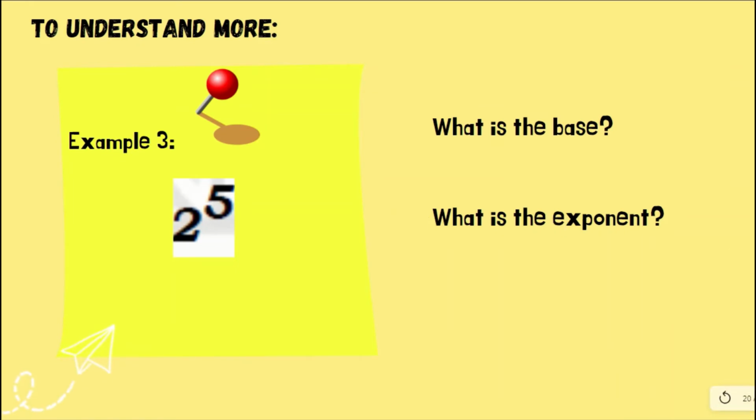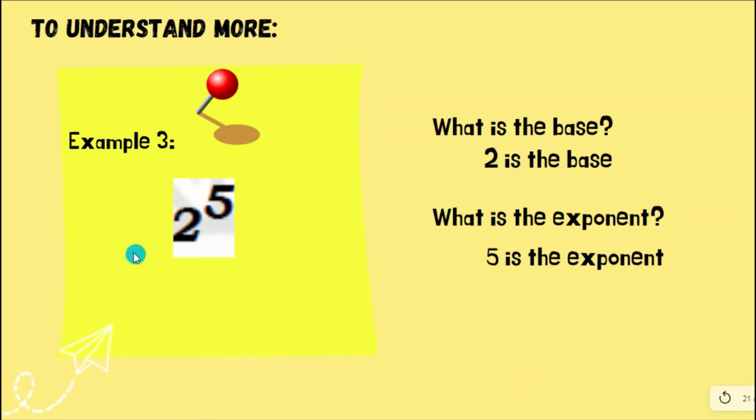Example number 3. 2 raised to 5. What is the base in this example and what is the exponent? I know you can do this. Let's see if you're correct. The base in this example is 2 and the exponent is 5. Wow, you're getting used to it. Very good.